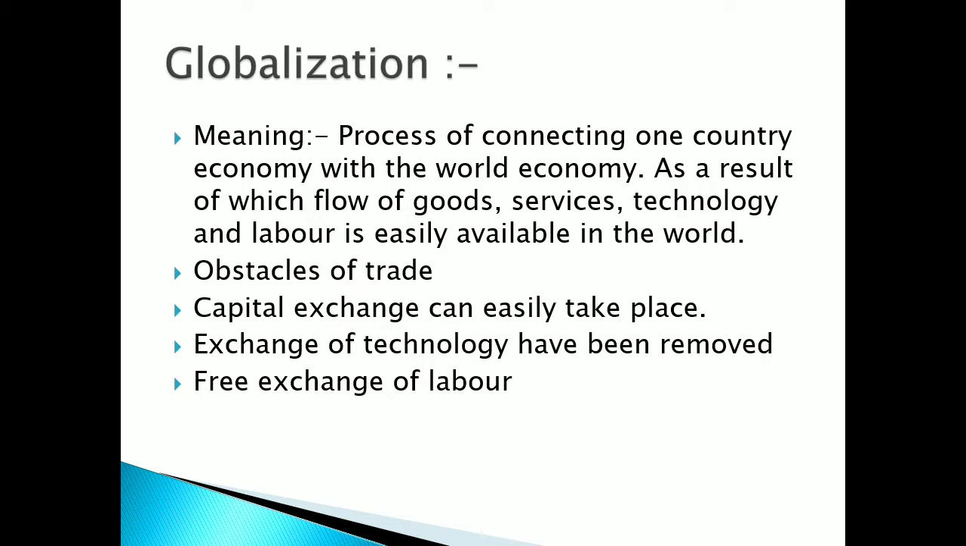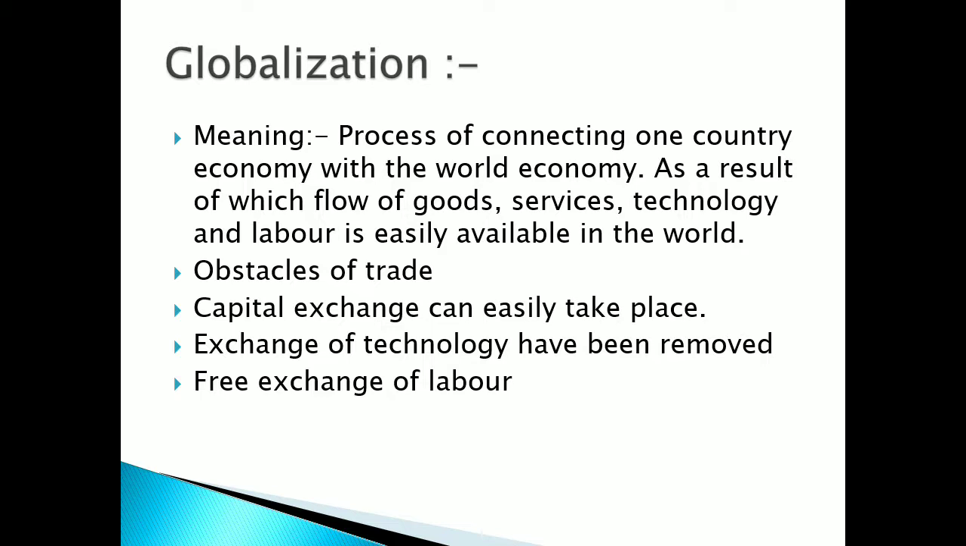Here we are producing so many goods and selling these goods outside the country. Services which we are providing are being availed by different countries in any part of the world. Technology and labor are easily available in the world. We can pay them and they give their services in India, or our people go and give their services in their country. So there is exchange of technology and exchange of labor. All this happens just because of globalization.